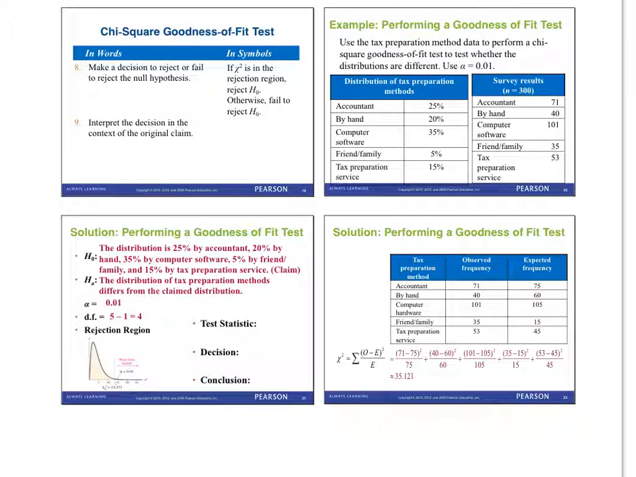HA, the distribution of tax preparation differs from the claimed distribution. Alpha is 0.01. Degrees of freedom, 5 take away 1 is 4. Rejection region: now you have to go to that chi-square table in the beginning of the packet, with 4 degrees of freedom and 0.01 for alpha. I'm going to flip back to that and show you.